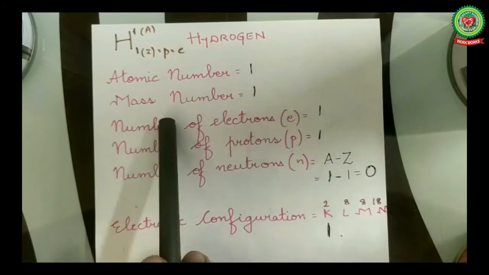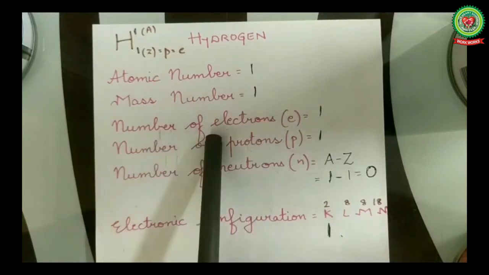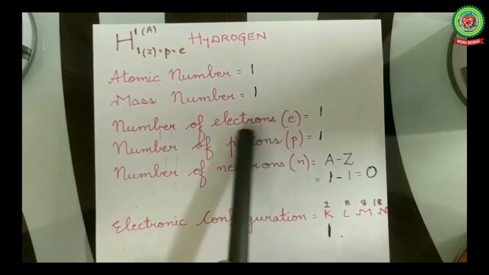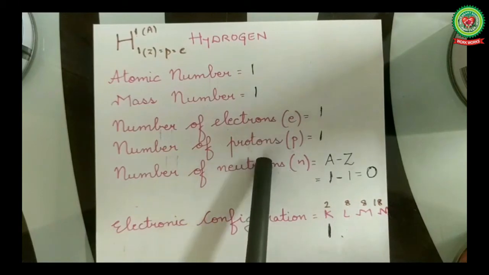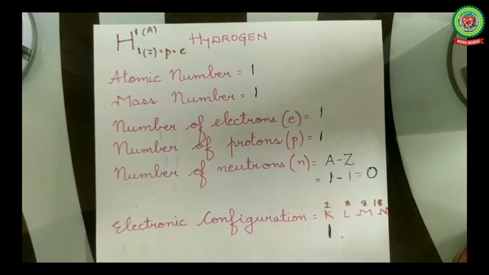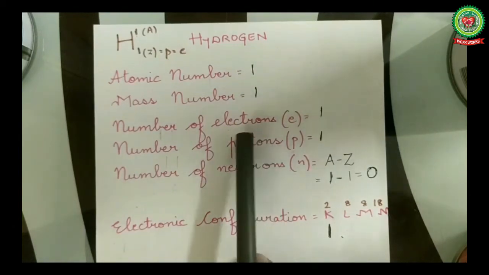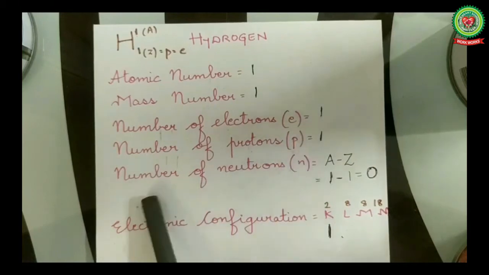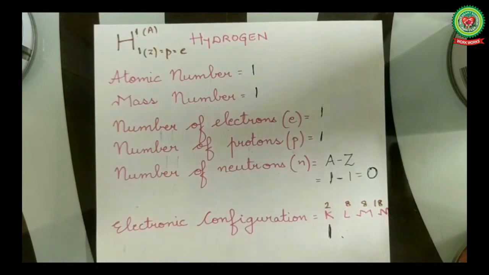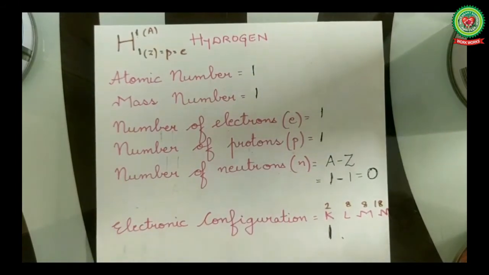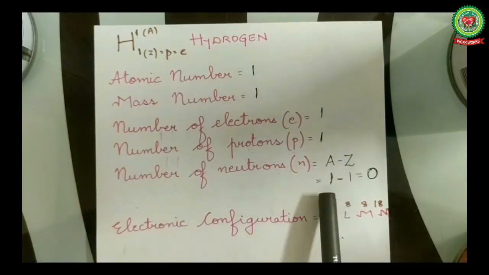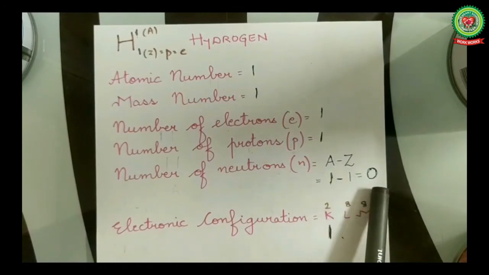Atomic number is 1, mass number is also 1. Number of electrons: since an atom is electrically neutral, the number of protons is equivalent to the number of electrons. Number of protons can be calculated by atomic number, which is 1 here, and number of electrons will also be equivalent to 1. Number of neutrons can be calculated by subtracting atomic number from mass number. That is A minus Z.